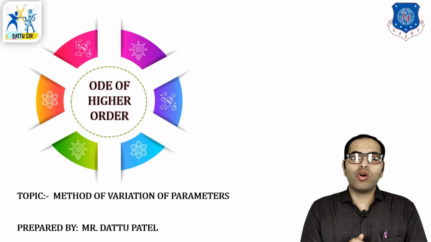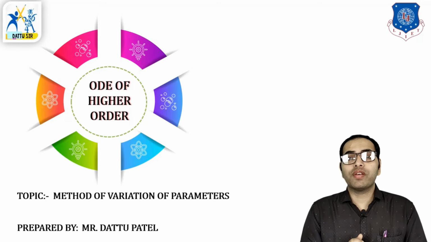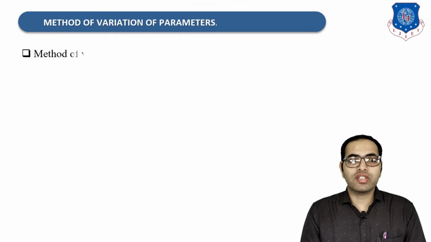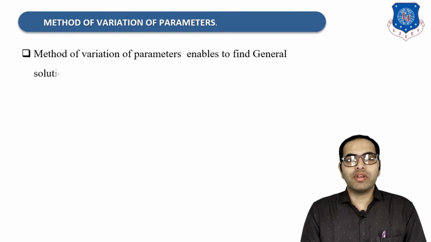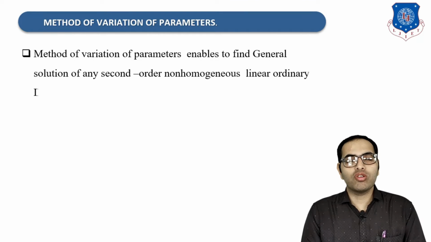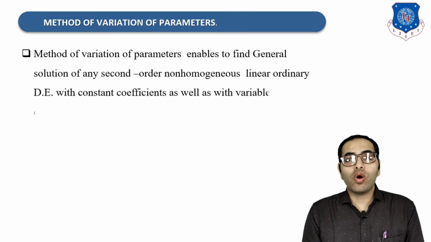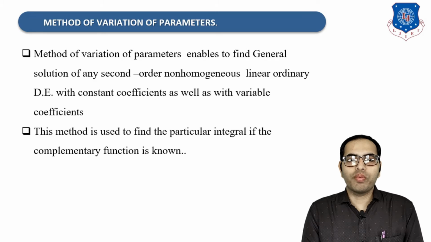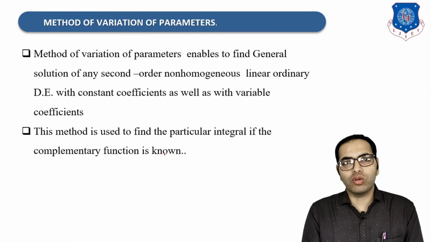In the earlier lecture we already discussed the method of undetermined coefficients. Today's session we are going to discuss the method of variation of parameters for finding the particular integral. Firstly, the method of variation of parameters enables us to find the general solution of any second order non-homogeneous linear ordinary differential equation with constant coefficients as well as with variable coefficients. This method is used to find the particular integral if the complementary function is known.